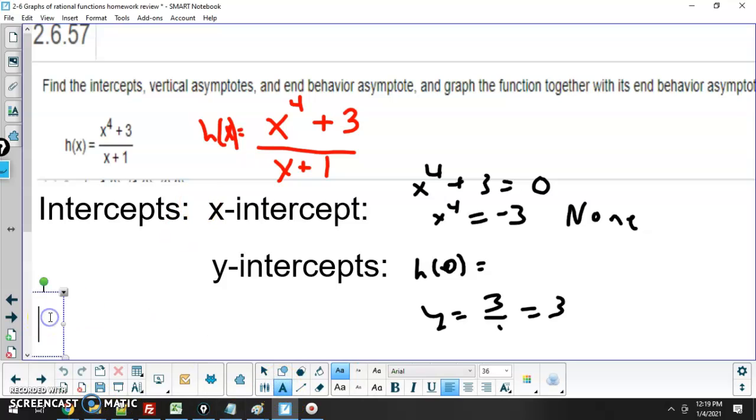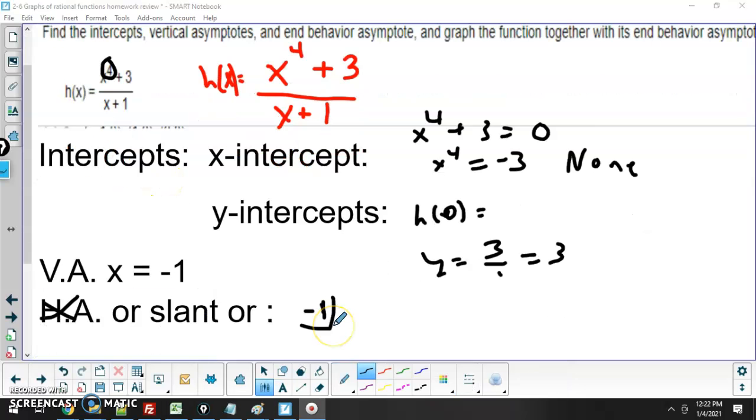Let's talk about the vertical asymptote first, because that one's easy. Set the denominator equal to 0: x equals negative 1. This doesn't need to be factored, which is nice. Now, as for the horizontal asymptote, there is none, because the top exponent is bigger than the bottom.